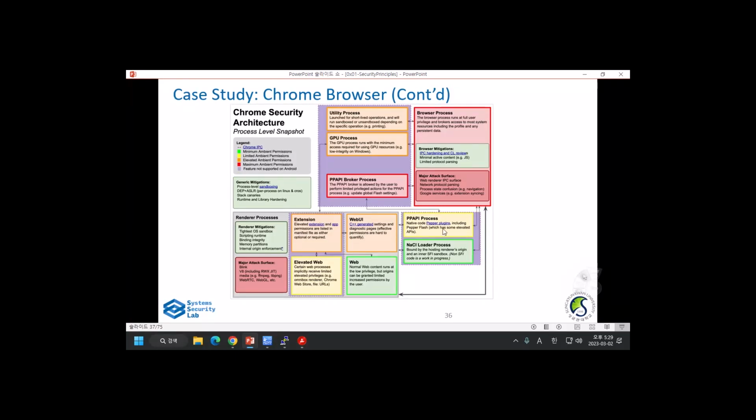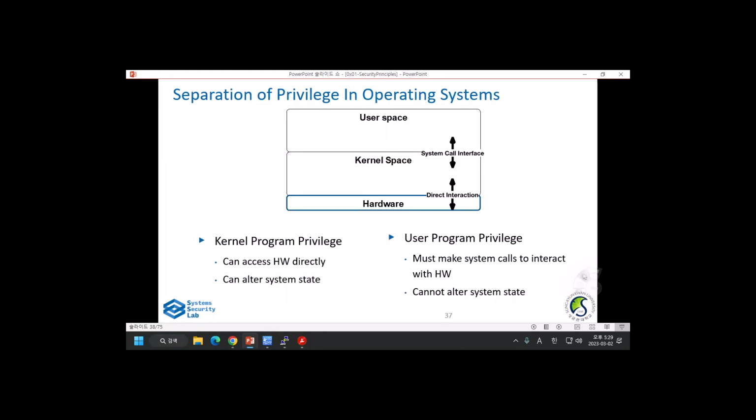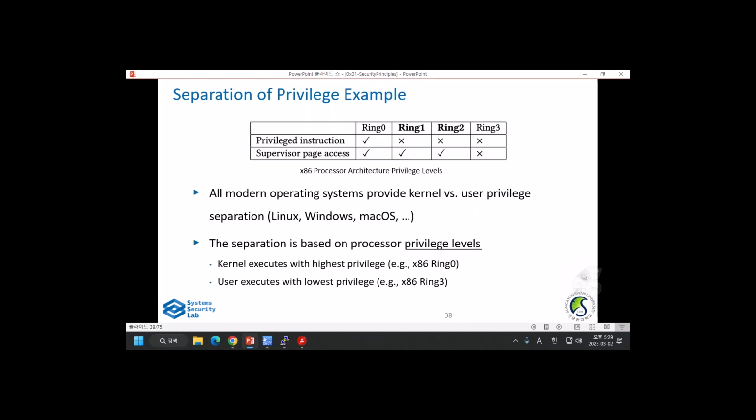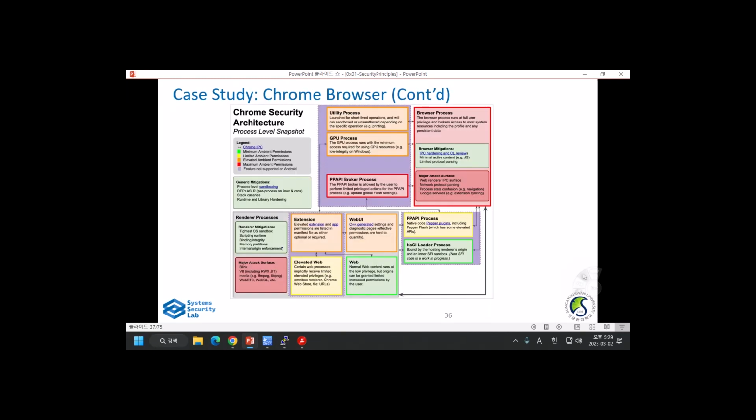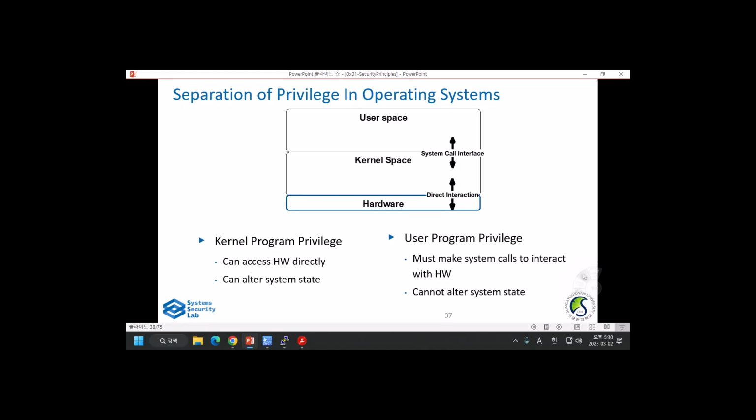But if you are to put everything in a single process, single memory space, then we would probably use less memory, but we're not going to achieve separation of privilege. So separation of privilege is also in operating systems, right? Going back to the system call example, only the kernel can interact with the hardware, whereas the user cannot.